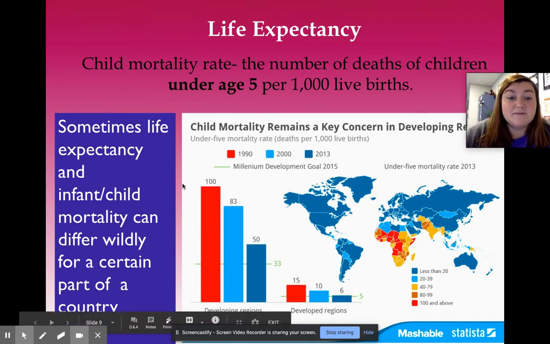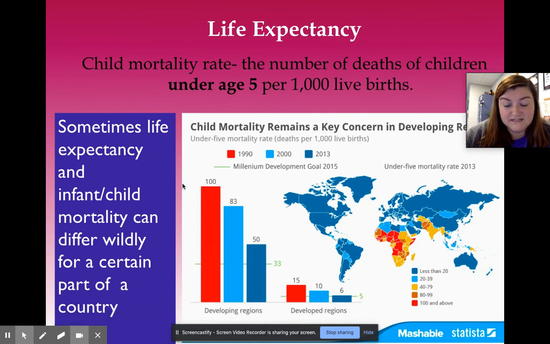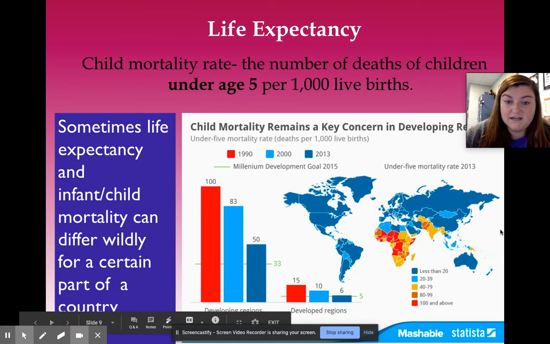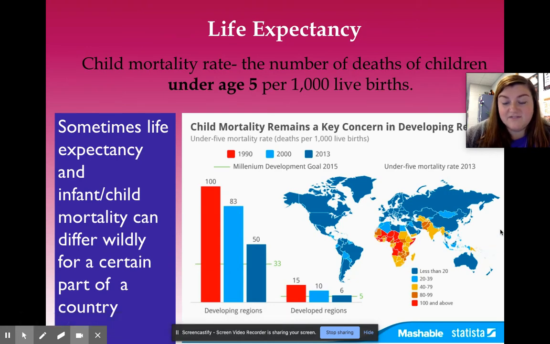Sometimes the life expectancy and infant mortality can differ wildly for a certain part of the country. So you can kind of see how that plays out along our chart here. The under 5 mortality rate in developing regions is much, much higher than that of developed areas.